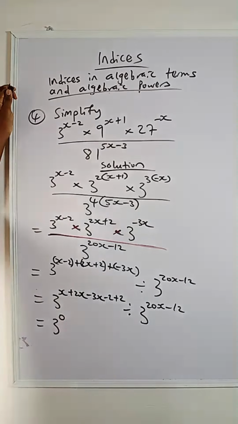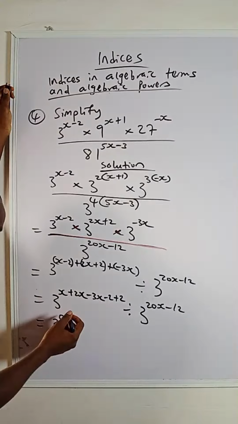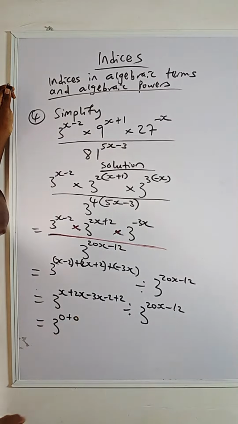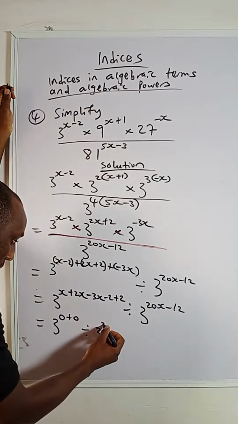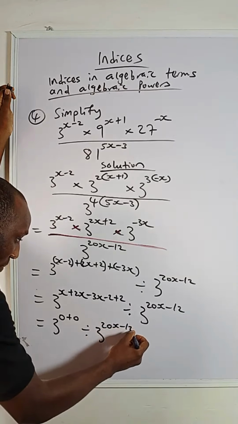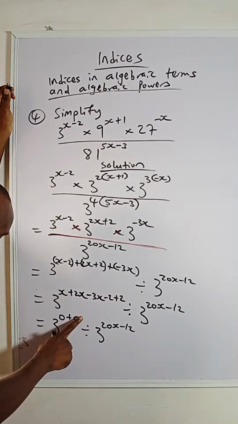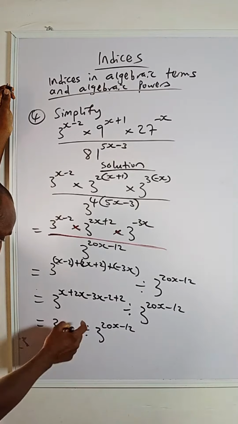Minus 2 plus 2 is what? 0. Wow, what's going on here? All our hard work is just changing to 0. What's happening? So what about this one? 20x minus 12, right? We are dividing here. 0 plus 0 is 0. So I'm just going to write 0 here.